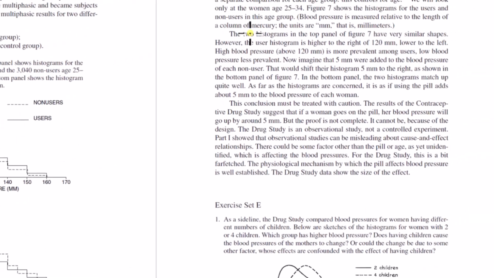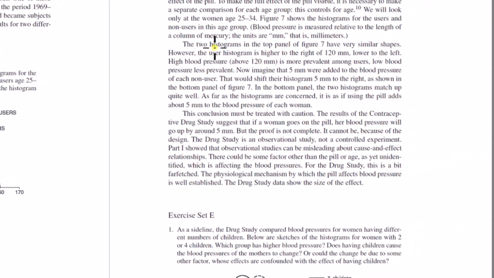Okay, so it says that the histograms for the younger age group, the one we just looked at, have very similar shapes. One was for the users, one was for the non-users. However, the user histogram is higher to the right of 120 millimeters, lower to the left. That's what we saw. High blood pressure above 120 millimeters is more prevalent among users, low blood pressure less prevalent. Now imagine that 5 millimeters were added to the blood pressure of each non-user. That would shift their histogram 5 millimeters to the right, as shown in the bottom panel of figure 7.